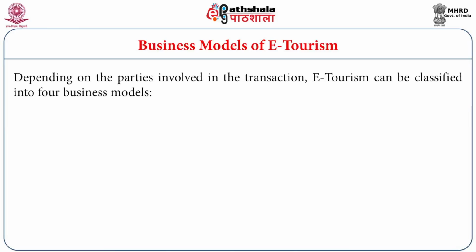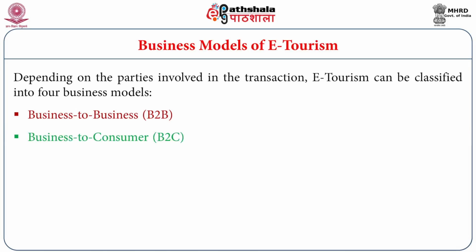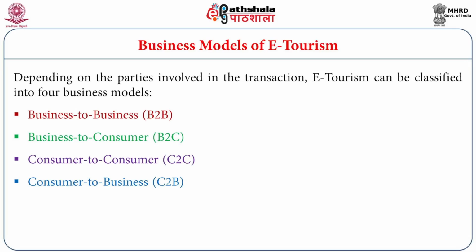Depending on the parties involved in the transaction, e-tourism can be classified into 4 business models. The first one is B2B, called business to business model. The second one is B2C, called business to consumer model. The third one is C2C, called consumer to consumer model. The fourth one is consumer to business, which is called C2B business model.